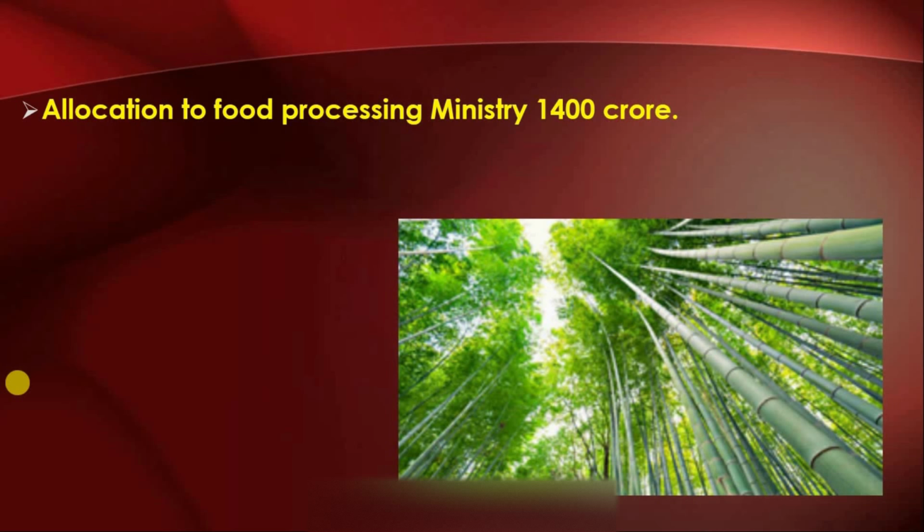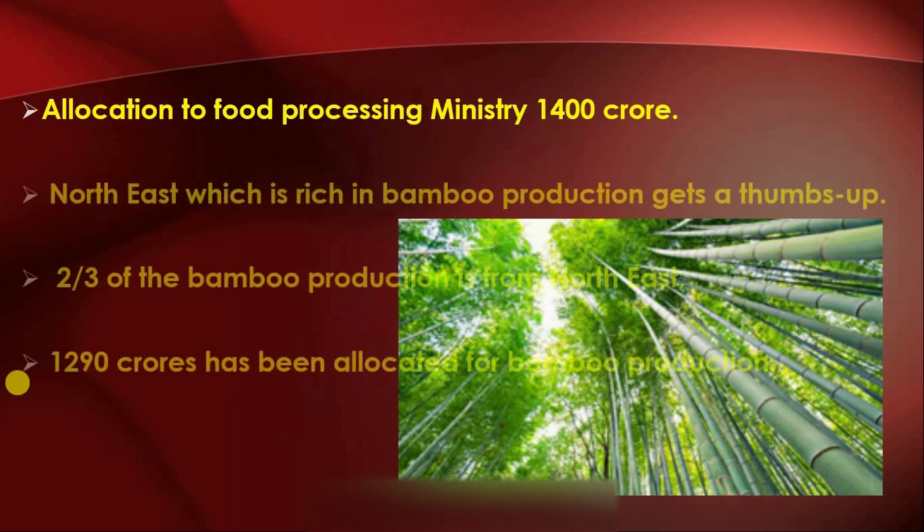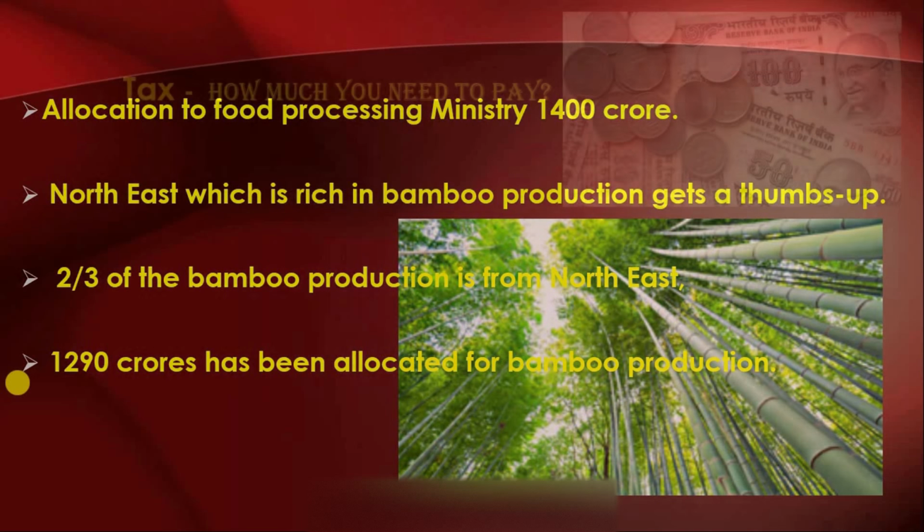Next, allocation to food processing ministry was 1,400 crore. The important thing, 67% of the bamboo production in India is from northeastern states. So the government has allocated 1,290 crores for bamboo production. This is a good move and this is good news for northeastern states.